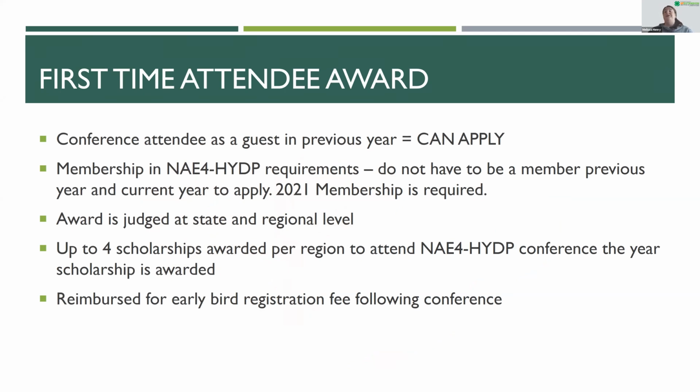Membership requirement: you do not have to be a previous member, but you do have to be a current member. So make sure you get your dues paid by the end of the month, and that would make you eligible to apply. The award is judged at the state and then the regional level, and up to 4 scholarships are awarded per region to attend the conference in the year the scholarship is awarded. So if you win this year, you have to attend this year. You will be reimbursed for the early bird registration fee following the conference. So you have to attend, we have to see you, we have to recognize that you're there in person, and then you'll get your money as a reimbursement.